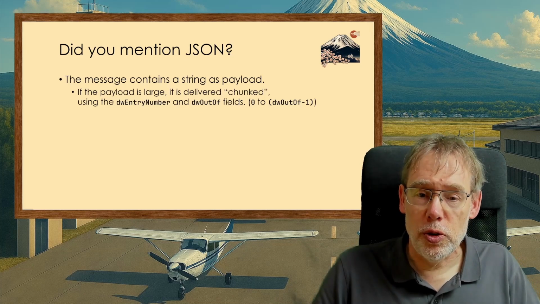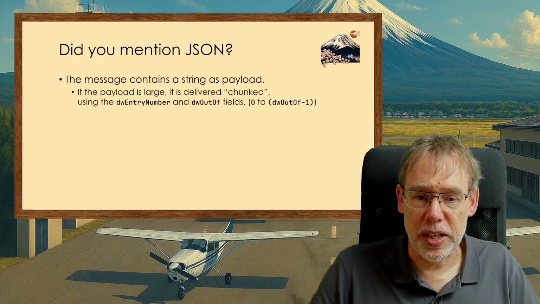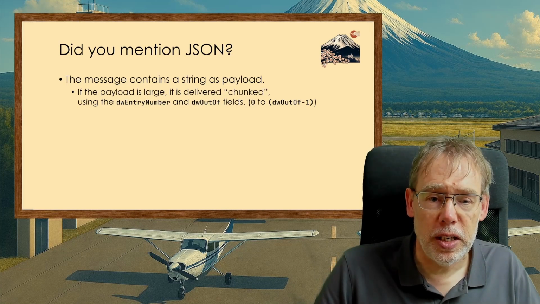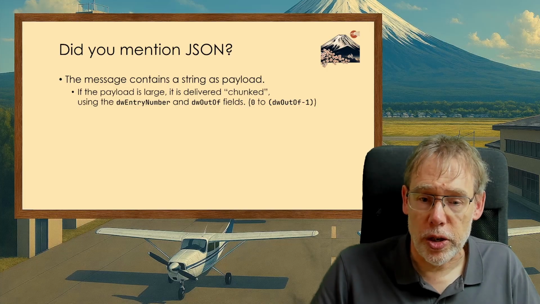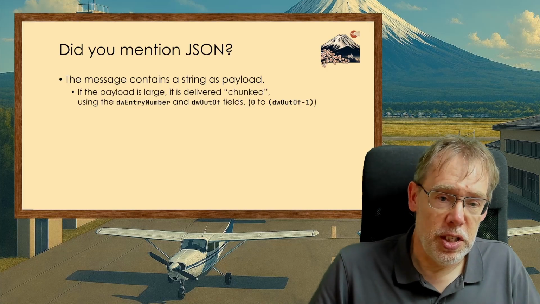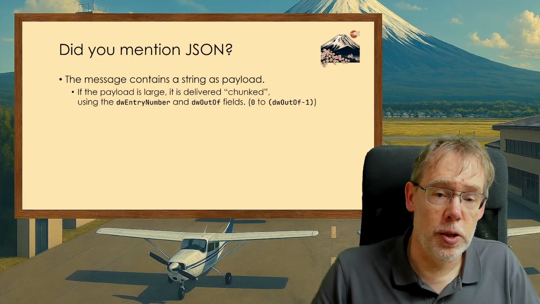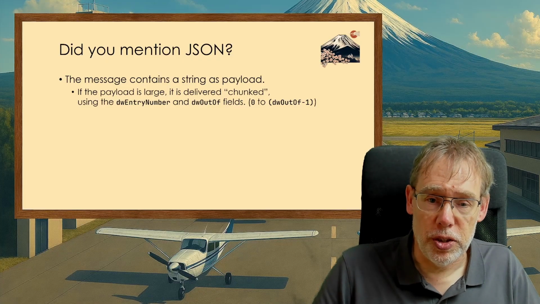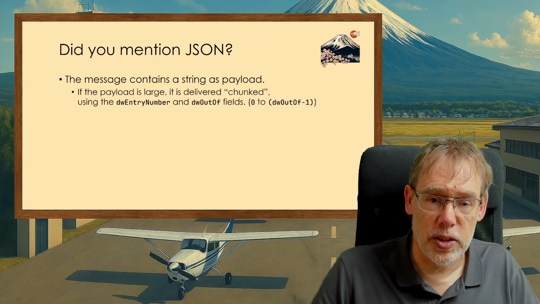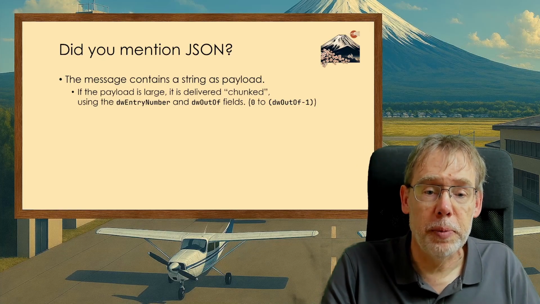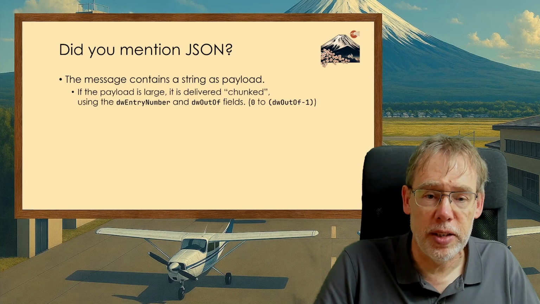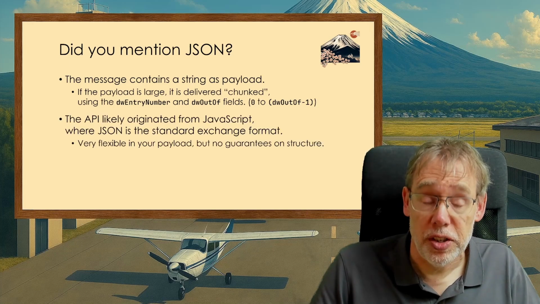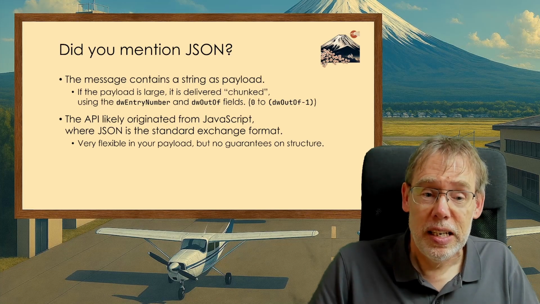Of course, we usually have a limit on the size of messages that are being transferred. So if the payload is large, you will get it in chunks, in blocks. And there is a DW entry number and a DW out of field that we've seen before. And you will get multiple messages, so you need to collect those into one entire message before you start parsing that string. The API probably started in JavaScript because JSON, the J of JSON, is JavaScript.